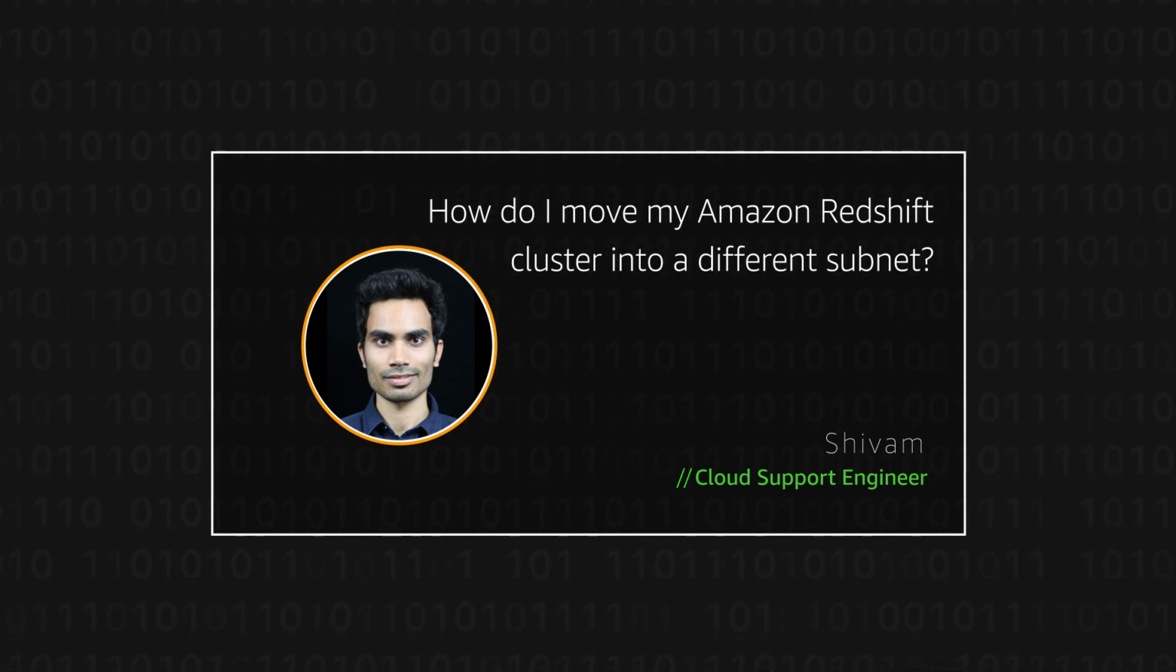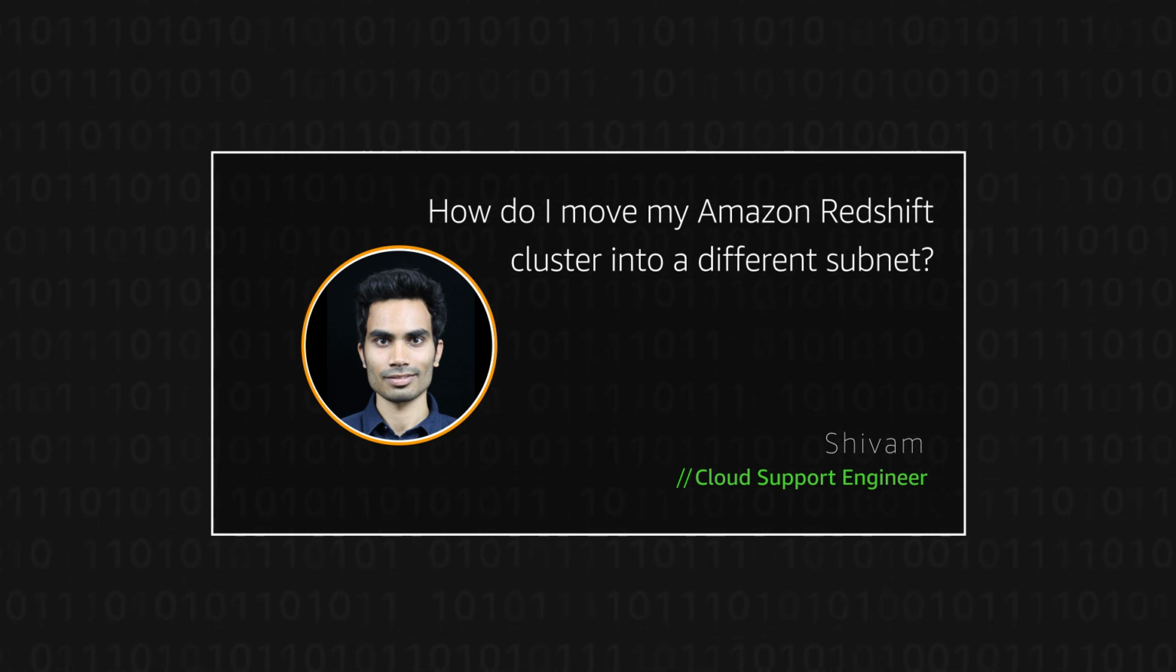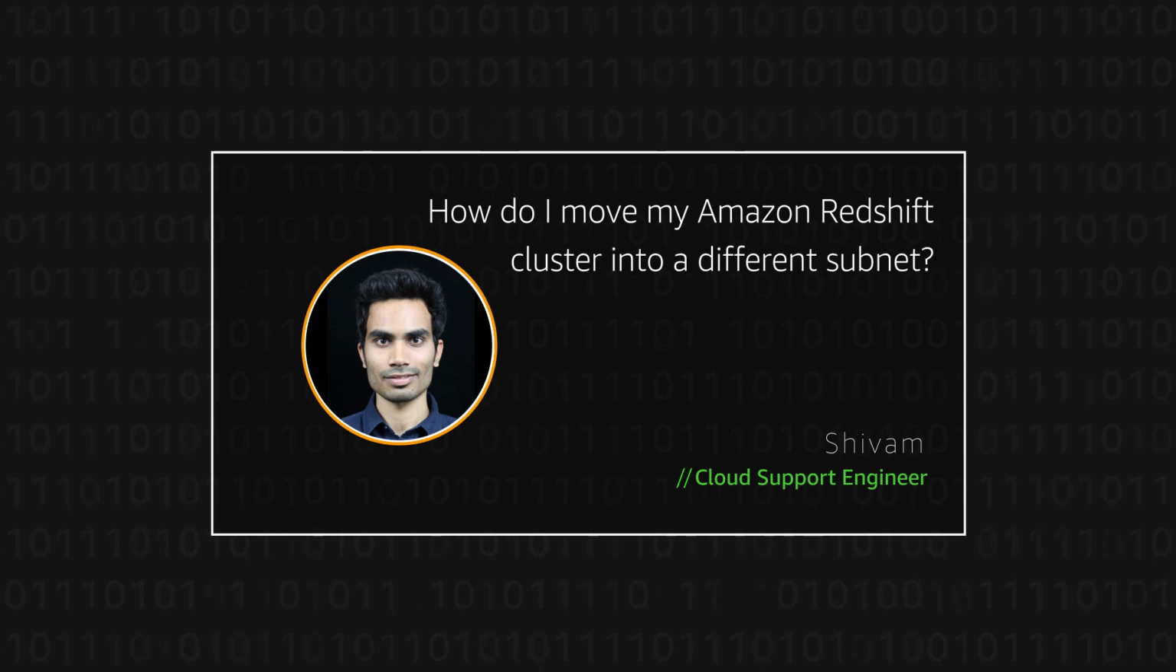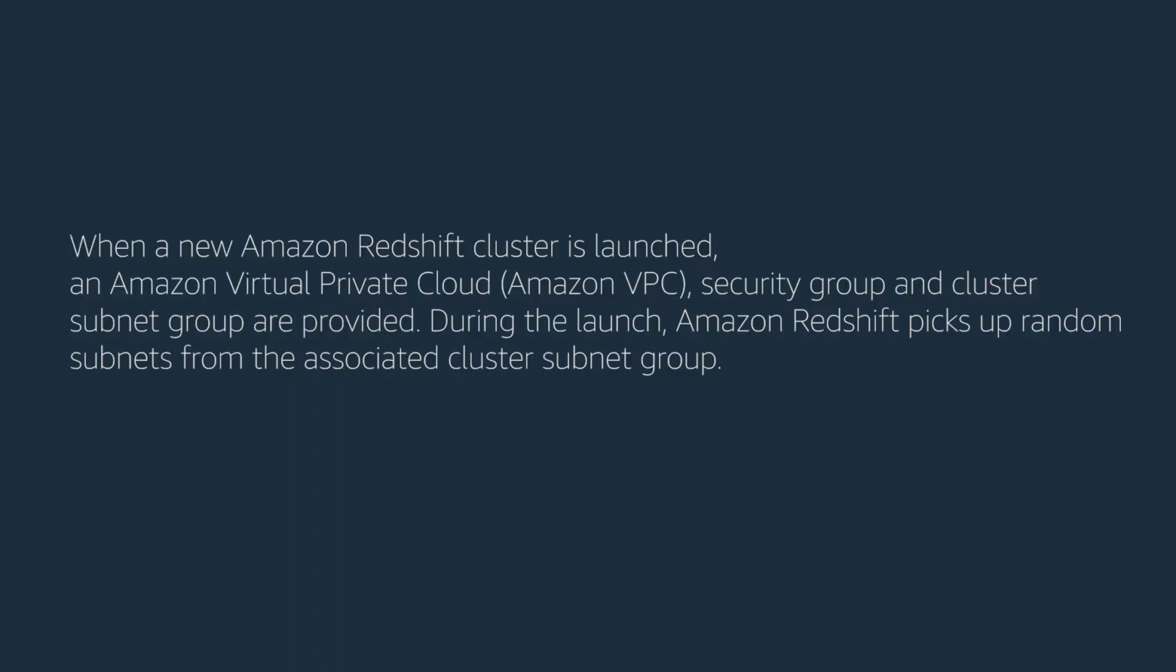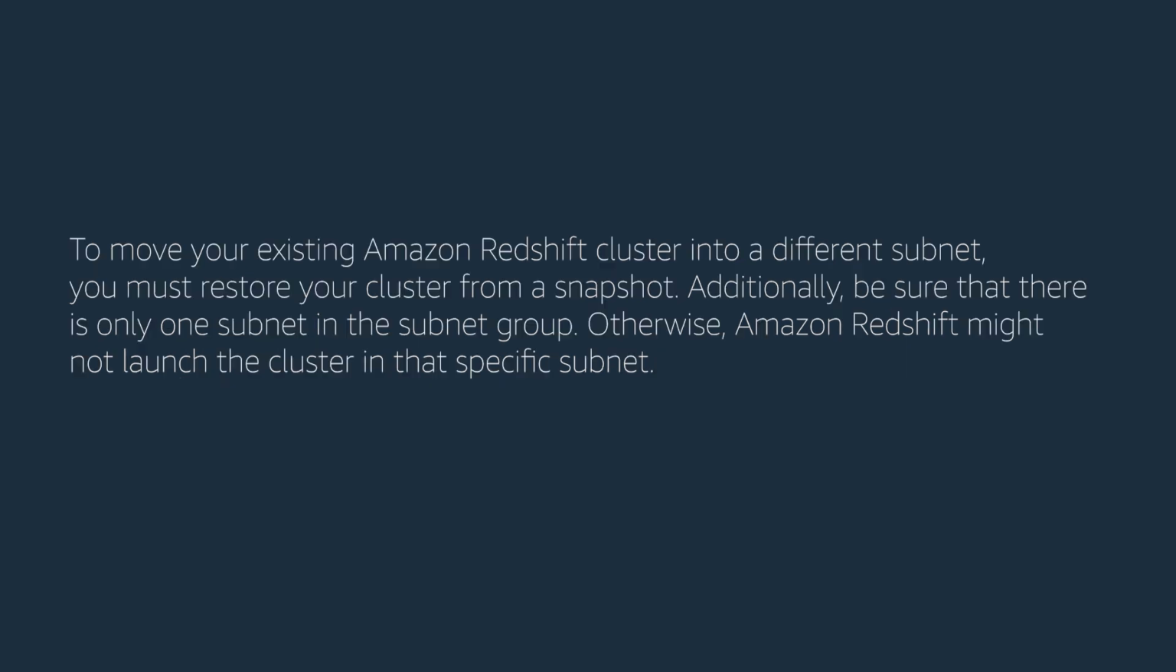Today, I'm going to show you how to move an Amazon Redshift cluster into a different subnet. Let's get started. When a new Amazon Redshift cluster is launched, an Amazon Virtual Private Cloud security group and cluster subnet group are provided. During the launch, Amazon Redshift picks up random subnets from the associated cluster subnet group. To move your existing Amazon Redshift cluster into a different subnet, you must restore your cluster from snapshot.